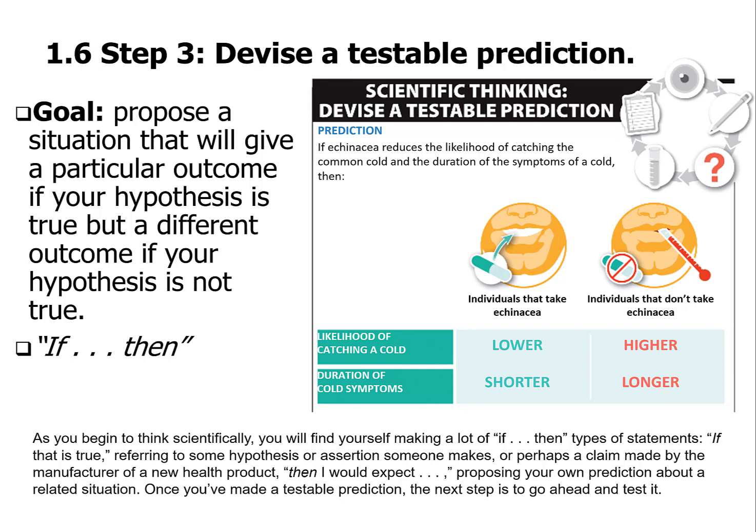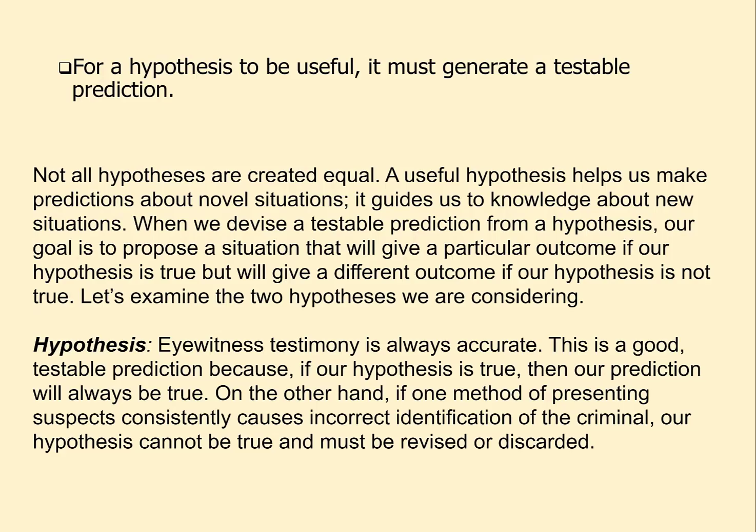So here is devise a testable prediction. Propose a situation that will give a particular outcome: if this, then that. So you'll find yourself making if-then type statements. So likelihood of catching a cold lower or higher, duration shorter or longer, and those are good ways to frame a hypothesis and a prediction.